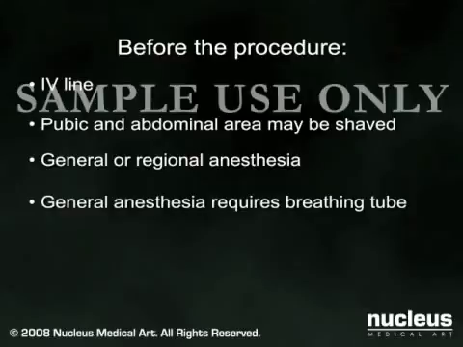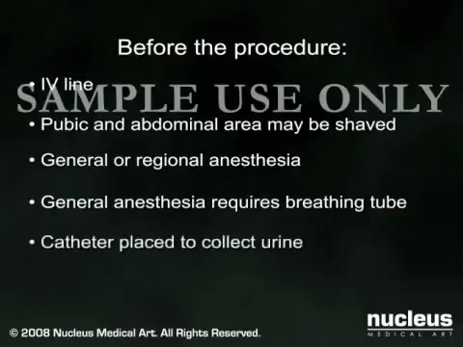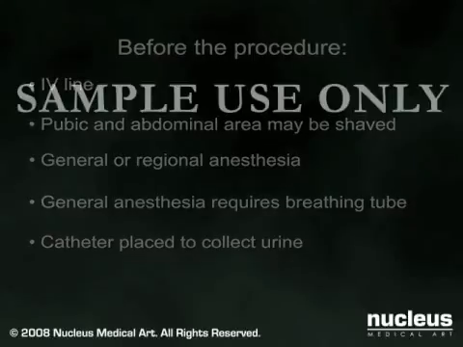If you are receiving general anesthesia, you will be asleep for the duration of the procedure, and a breathing tube will be temporarily inserted through your mouth and into your throat to help you breathe during the operation. A catheter will be placed into your bladder to drain your urine during surgery. A hysterectomy takes about 1 to 3 hours.